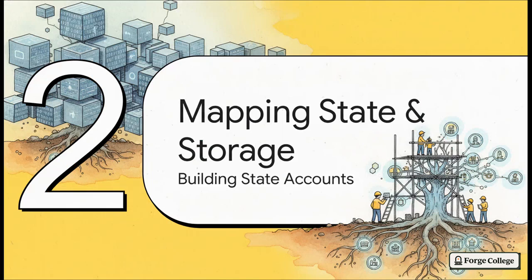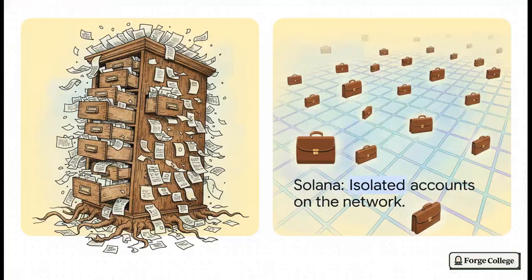Okay, moving on to Section 2, mapping state and storage. Let's actually transition to the construction phase, starting right at the foundation. Where does the data actually live? So think of EVM storage like a massive centralized state tree. It's kind of like one giant filing cabinet where every single piece of paper is just stuffed into various folders. Solana storage, on the other hand, is decentralized right at the structural level. It's more like moving to hundreds of individual, highly secure briefcases that are just floating on the network. Every single account is its own isolated container of state.